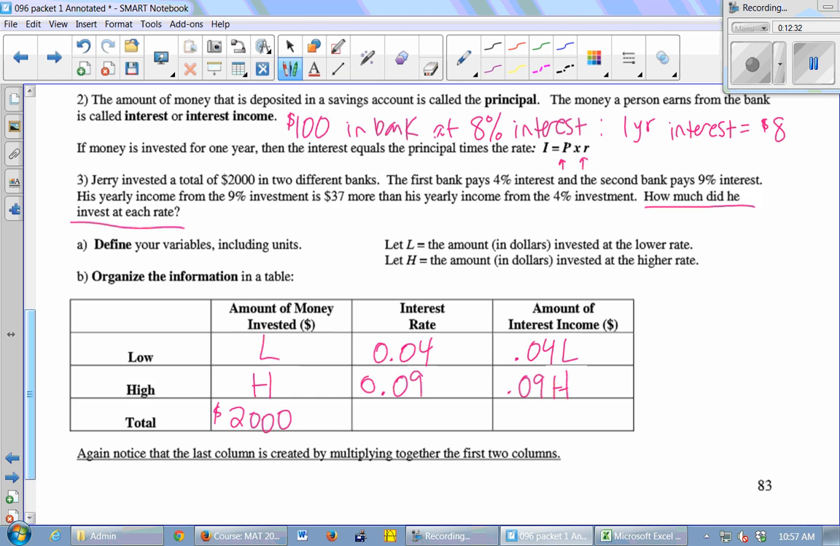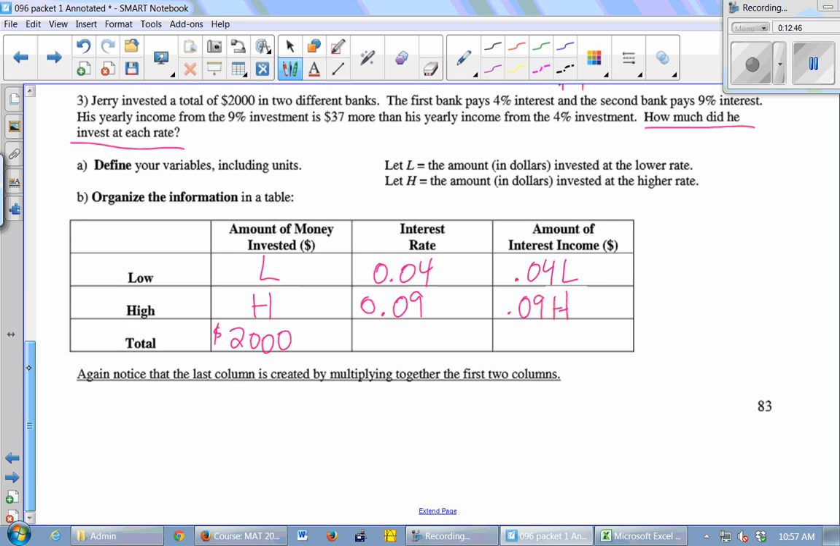So they didn't tell us, right? They didn't tell us what his total interest is. They told us something about it, but not the actual number, right? So I'm just going to leave it blank for now and see if I can write 2 equations. One of them I can read right out of this table. Anybody see it? L plus H has to be $2,000, right? The amount he invested in the low fund and the amount he invested in the high fund adds up to $2,000.